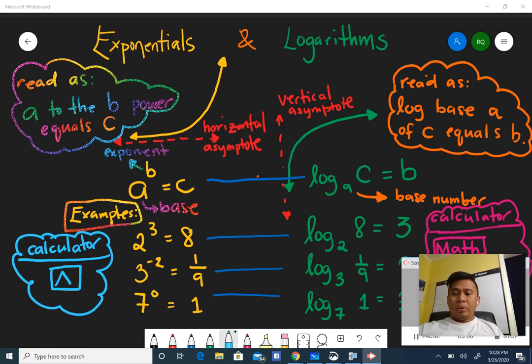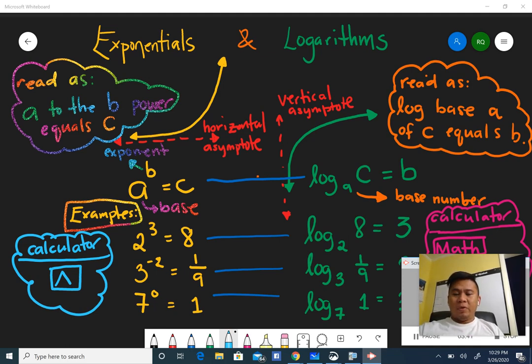We'll have some examples in here. For example, 2 cubed equals 8. In terms of logarithm, we can write it as follows. Log base 2 of 8 is equal to 3. So the 2 base number on the exponential becomes the subscript, which is the base number for our logarithm. The answer for our logarithm, 3, is in fact the exponent in our exponential, while the answer in our exponential will be the number 8 in here in our logarithm.